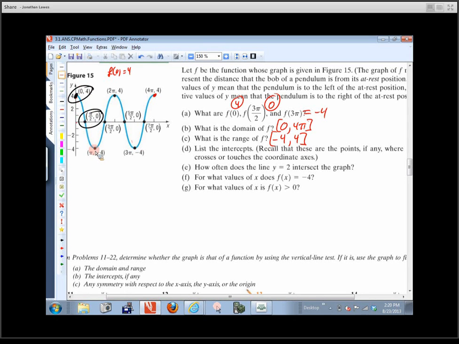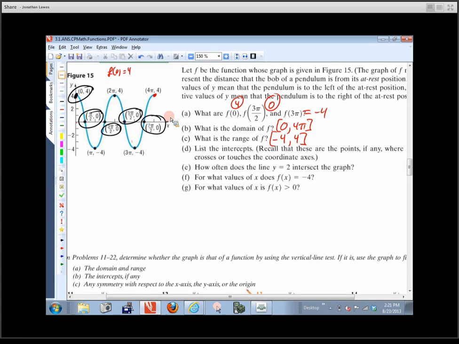Is this one? Nope. This one? Yep. This one? Nope. Yes, no, and yes. Those 5 points right there are the intercepts. Those are the ones that we'd want to list. Okay, any questions there?